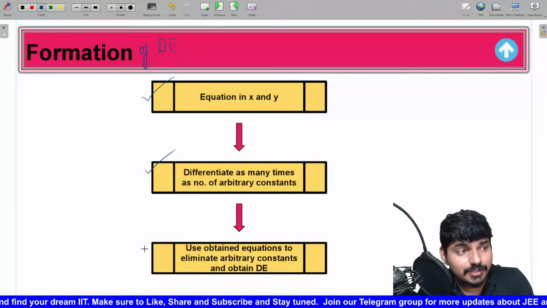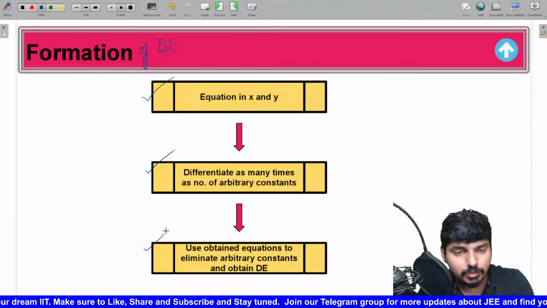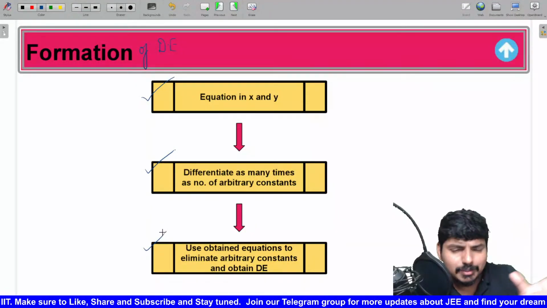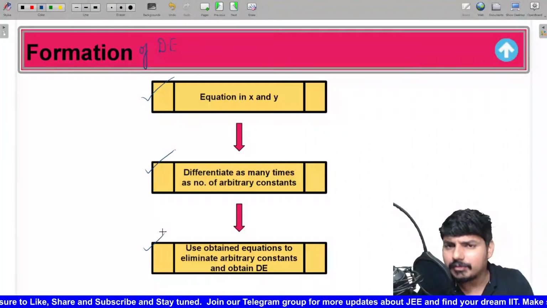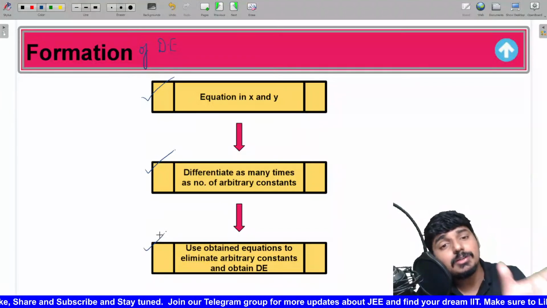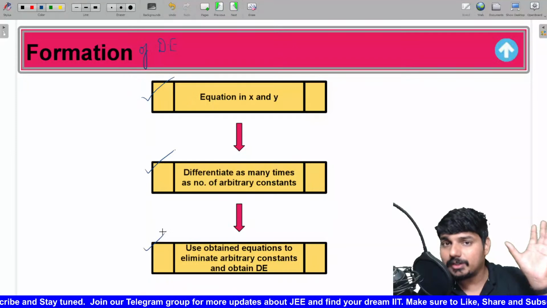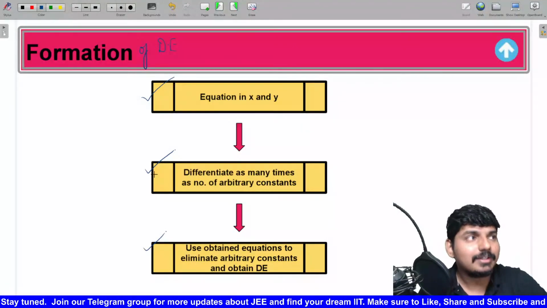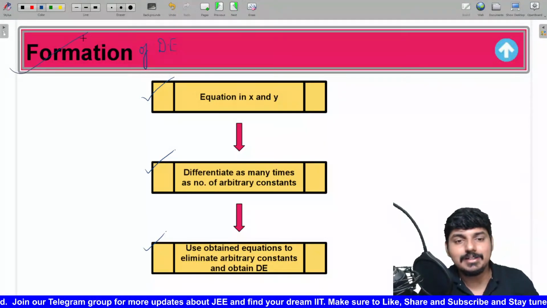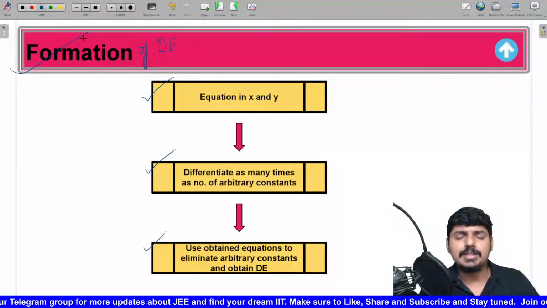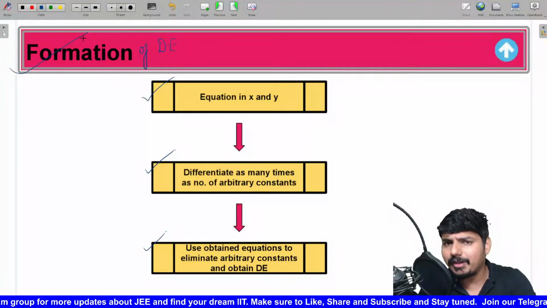Okay, after differentiating the equation as many times as needed, there will still be arbitrary constants left. You need to eliminate those arbitrary constants and write the equation, and whatever equation you get is going to be the differential equation.